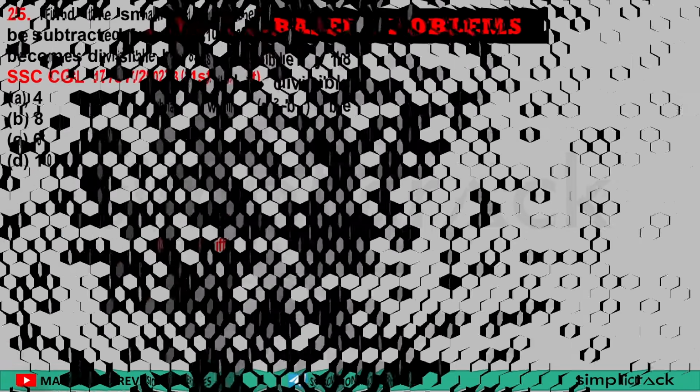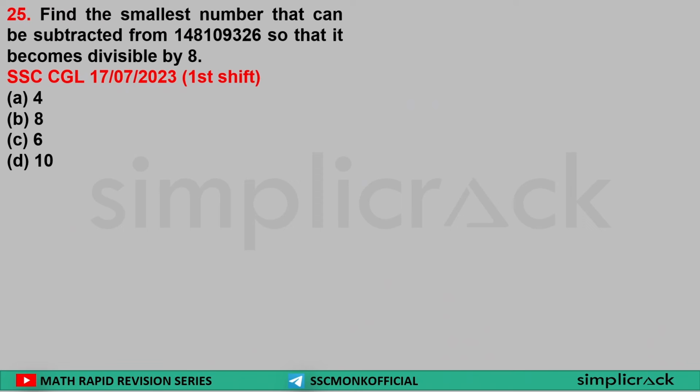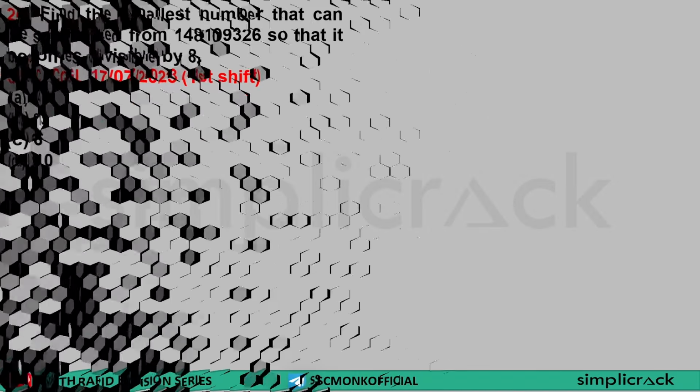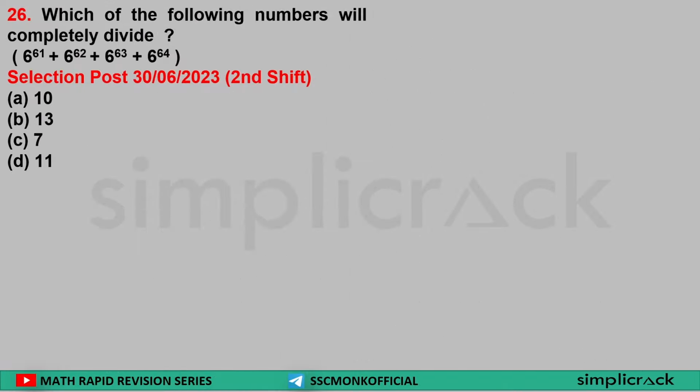Okay, next. Find the smallest number that can be subtracted from 3 to 6 so that it becomes divisible by 8. Very simple question. If a number is divisible by 8, that means the last 3 digits should be divisible by 8. Now sir, 3 to 6 divisible by 8. 8 fours are 32. Gone. 6 is there. 8 zeros are 0. So what is the remainder? 6. So if I take out 6, it will be divisible by 8. Clear?